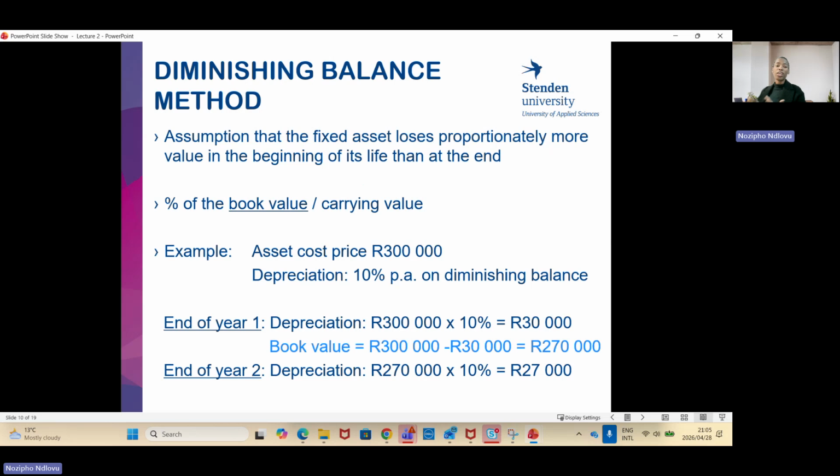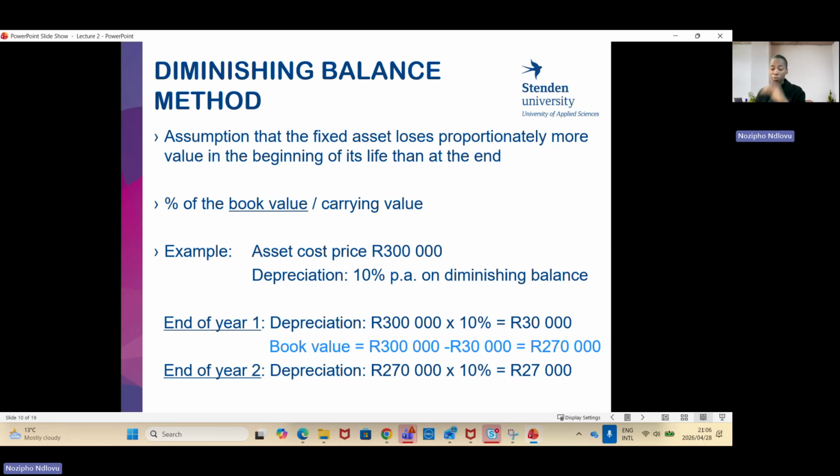So this is a diminishing balance method. The straight line, each and every year, will be exactly the same. But when it comes to the diminishing balance, it changes because the book value will change. We had the 300,000 multiplied by 10%, you got the 30,000. And then you minus the 30,000 to see exactly what I am working with at the beginning of year 2. And then you take the 10% of that new book value in order for you to be able to get the new depreciation.